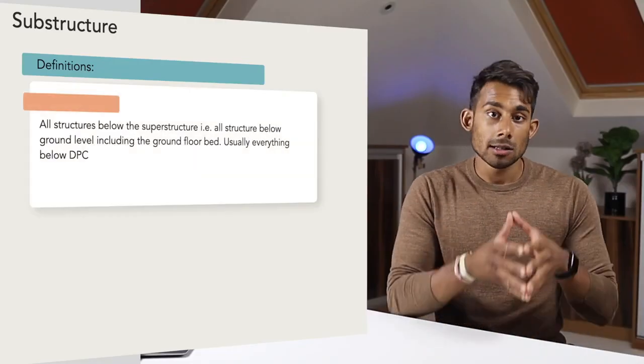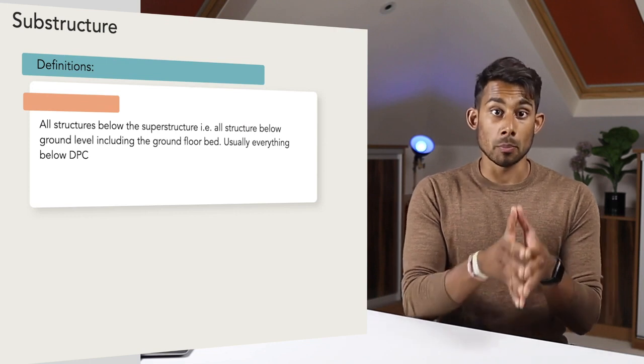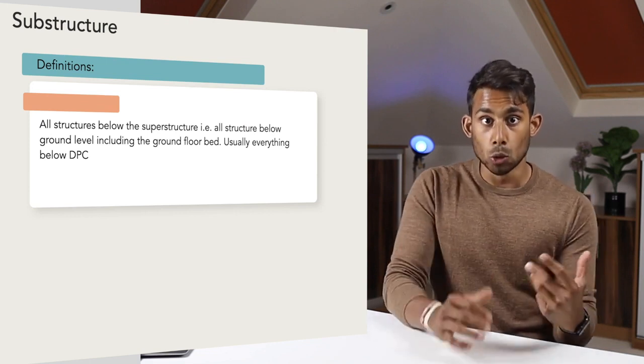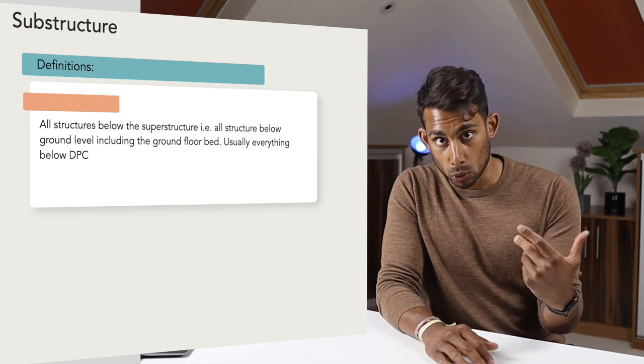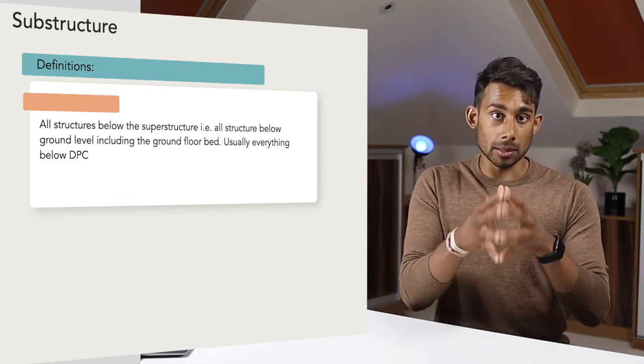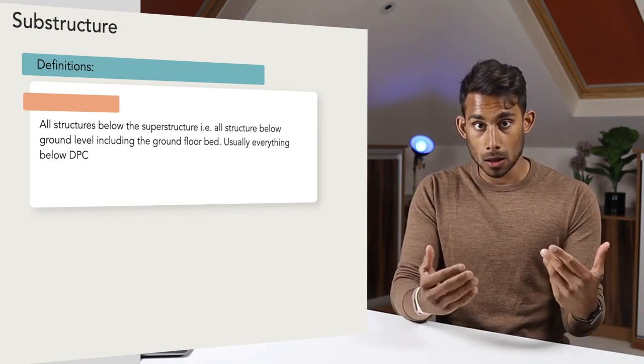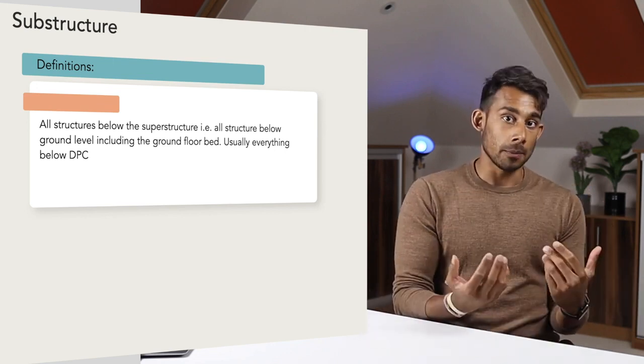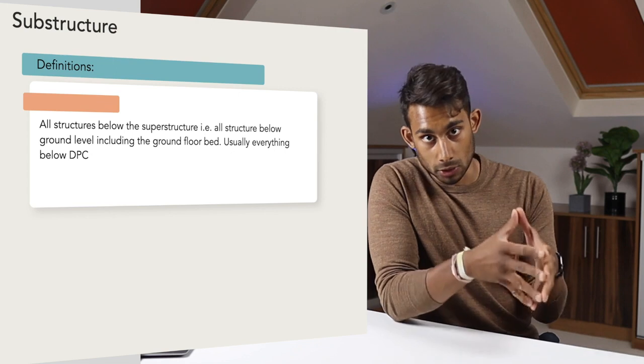Let's go. Substructure is essentially all structures below the superstructure, i.e. all structures below ground level, including the ground floor bed. It is usually everything below DPC, the damp-proof course. Although this definition is clear, it is a fairly ambiguous description.